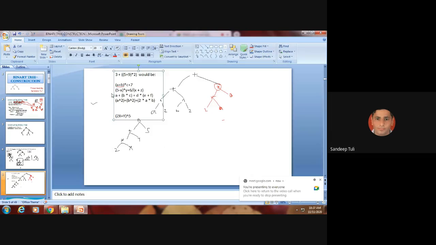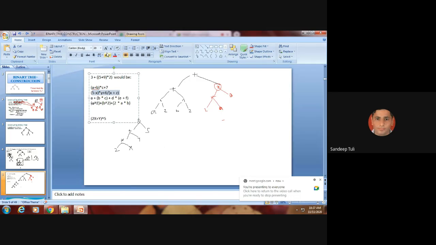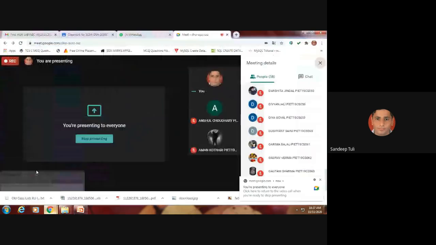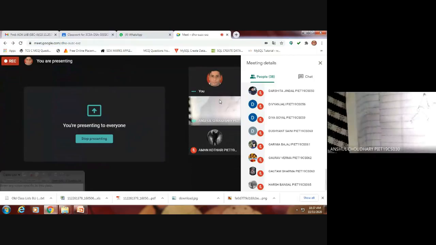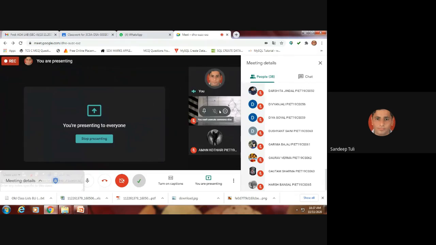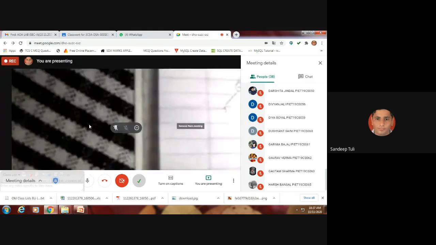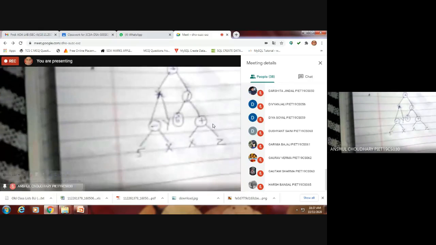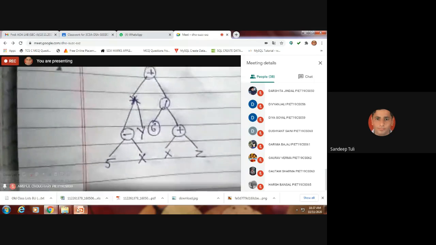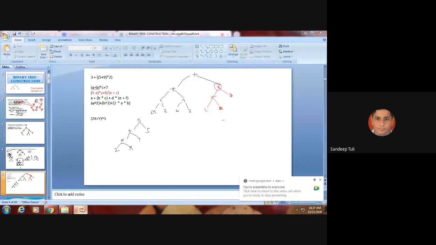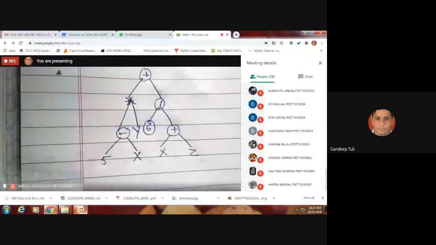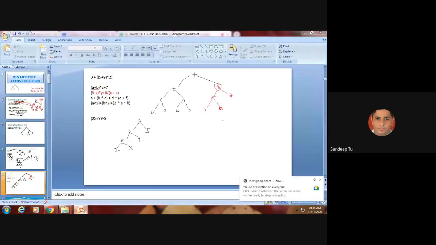Sir, may I show? Yes. In order to see, you all need to pin it. Okay. Sir, this is the question which you have given. Yes, this is 5 minus x multiplied by y plus 6 divided by x plus z.